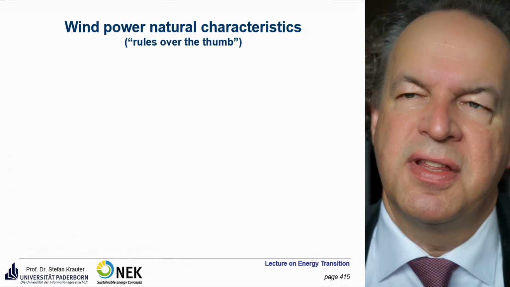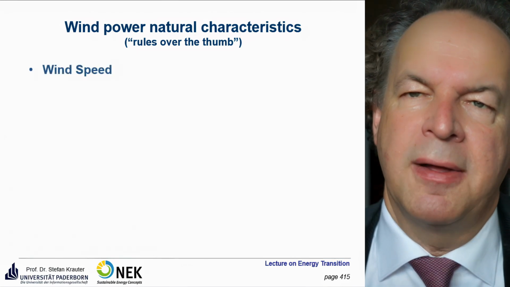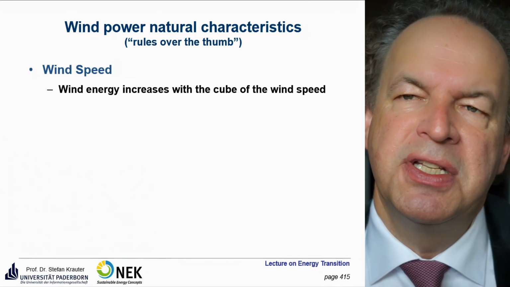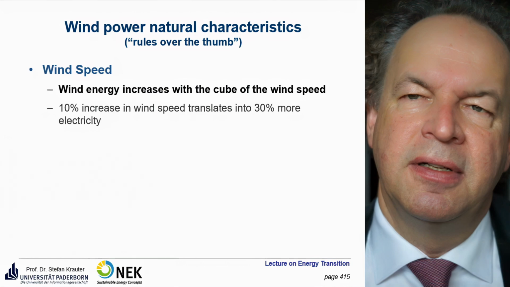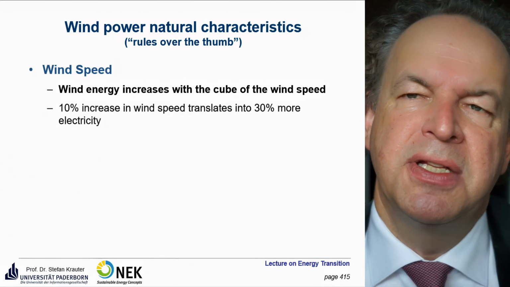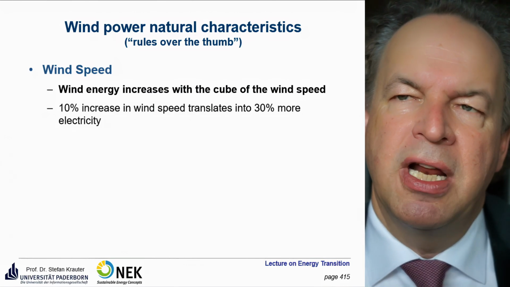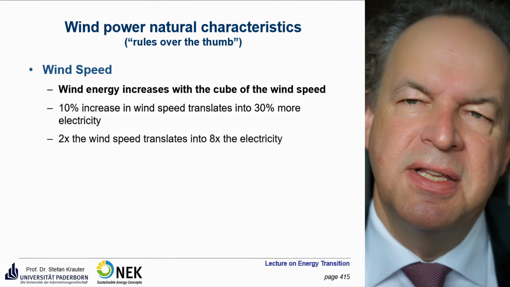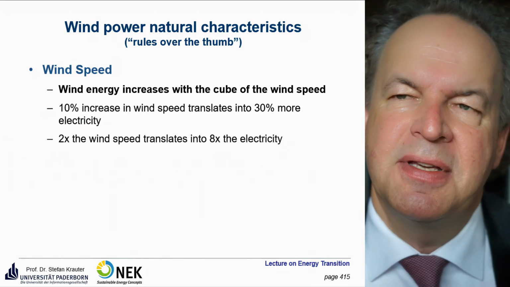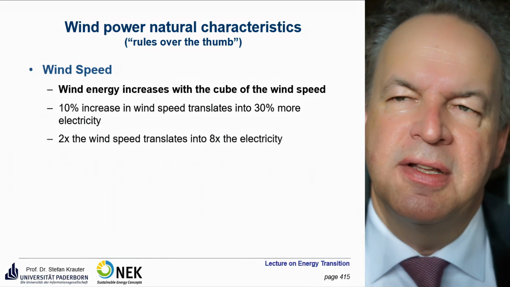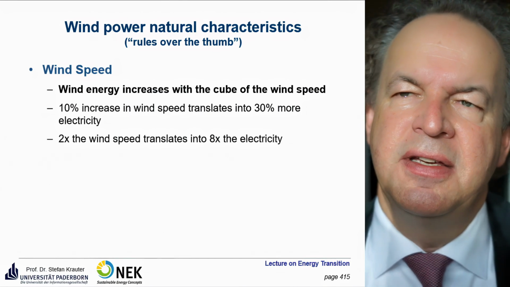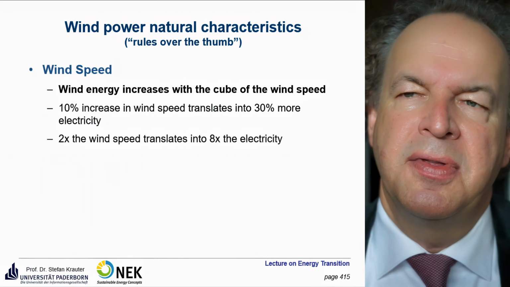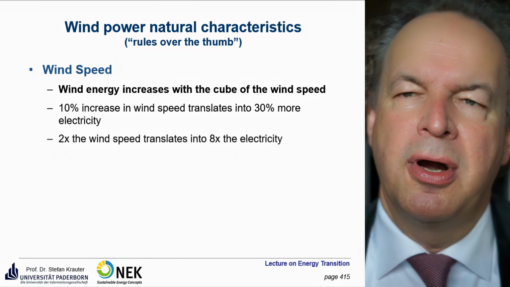So some rules of thumb for the power output of your wind turbine. As I already mentioned, the wind energy or the wind power increases with the cube of the wind speed. A 10% increase in wind speed translates into 30% more electricity or power output. 2 times the wind speed translates into 8 times the electricity. Therefore it's not very helpful to use these average data, because if you have a high value of the wind speed, they disproportionately produce more electricity.